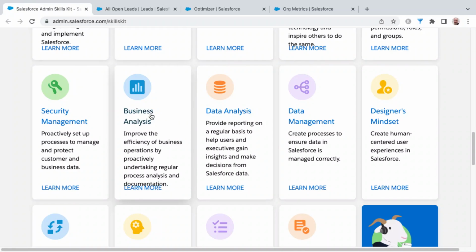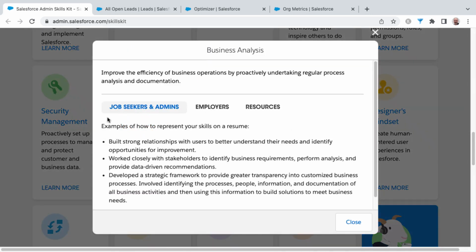The seventh skill in the admin skills kit would be business analysis, and it is here that you improve the efficiency of business operations by proactively undertaking regular process analysis and documentation. So let's dive in and learn more about business analysis.